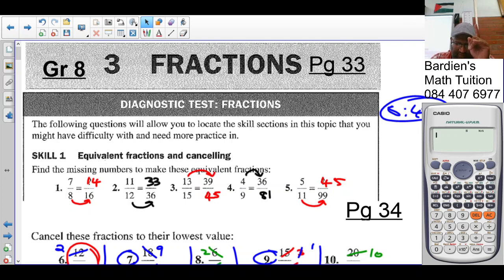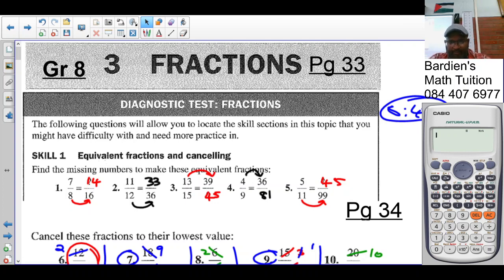So some of you are looking confused. Number 11? 3. Number 13? 15 over 8 or 1 and 7 over 8. Number 15? 35 over 12, or 2 and 11 over 12. Okay.